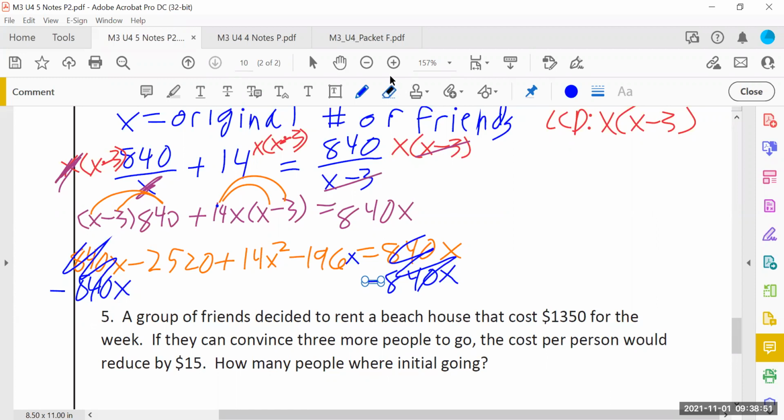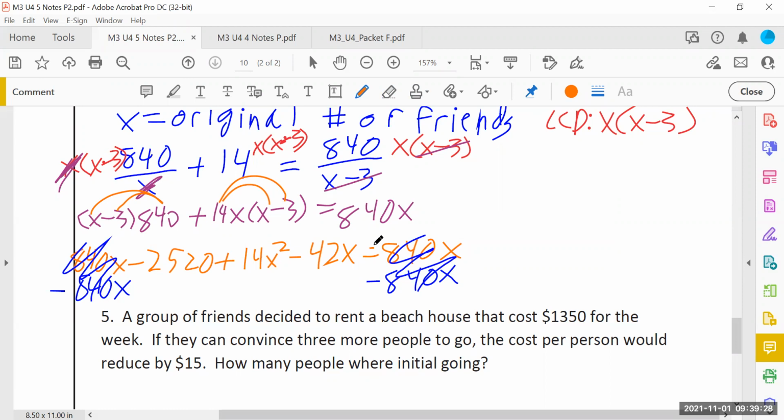Those of you in the future classes watching this, the 14x times negative 3 should be negative 42. I am still not sure what I did there. Let's fix that right now. So that should be negative 42x. There we go. Sorry about that. Thank you again for catching it. Negative 42x.